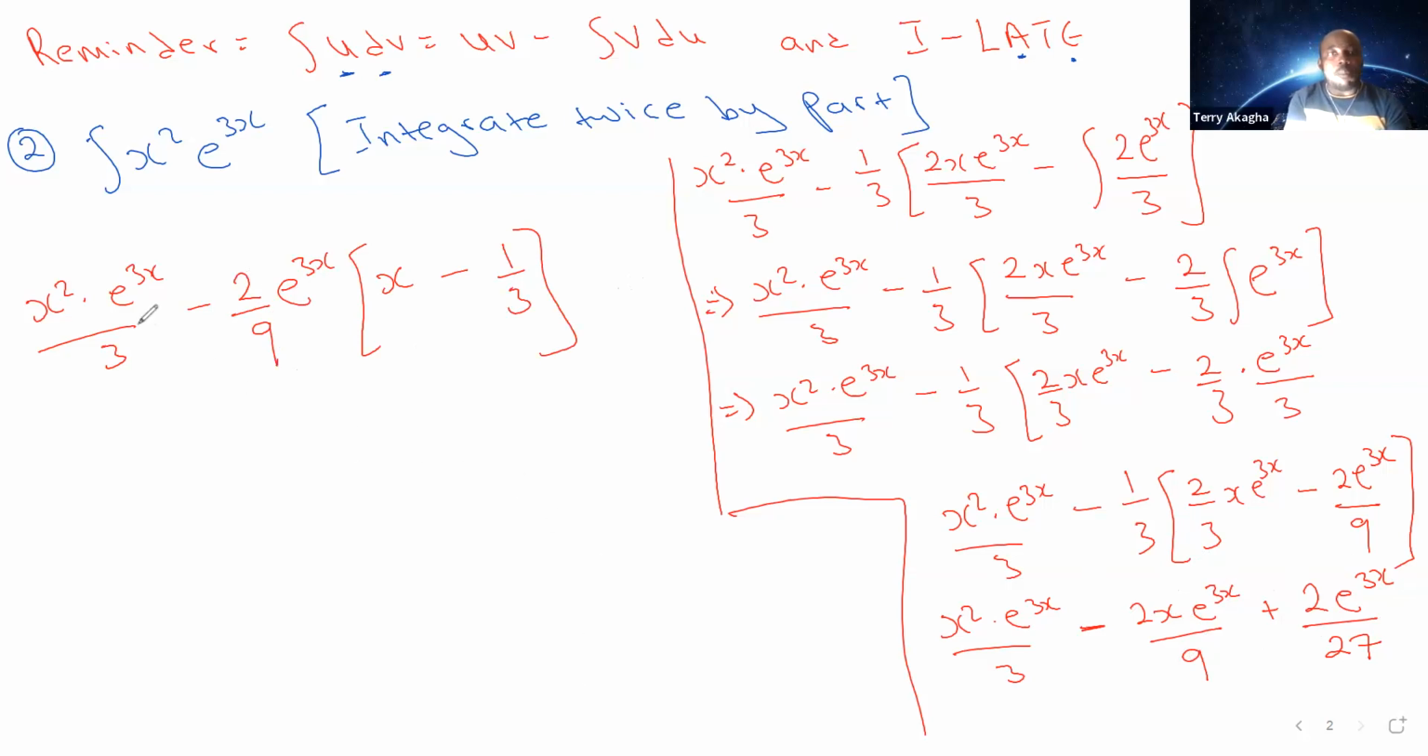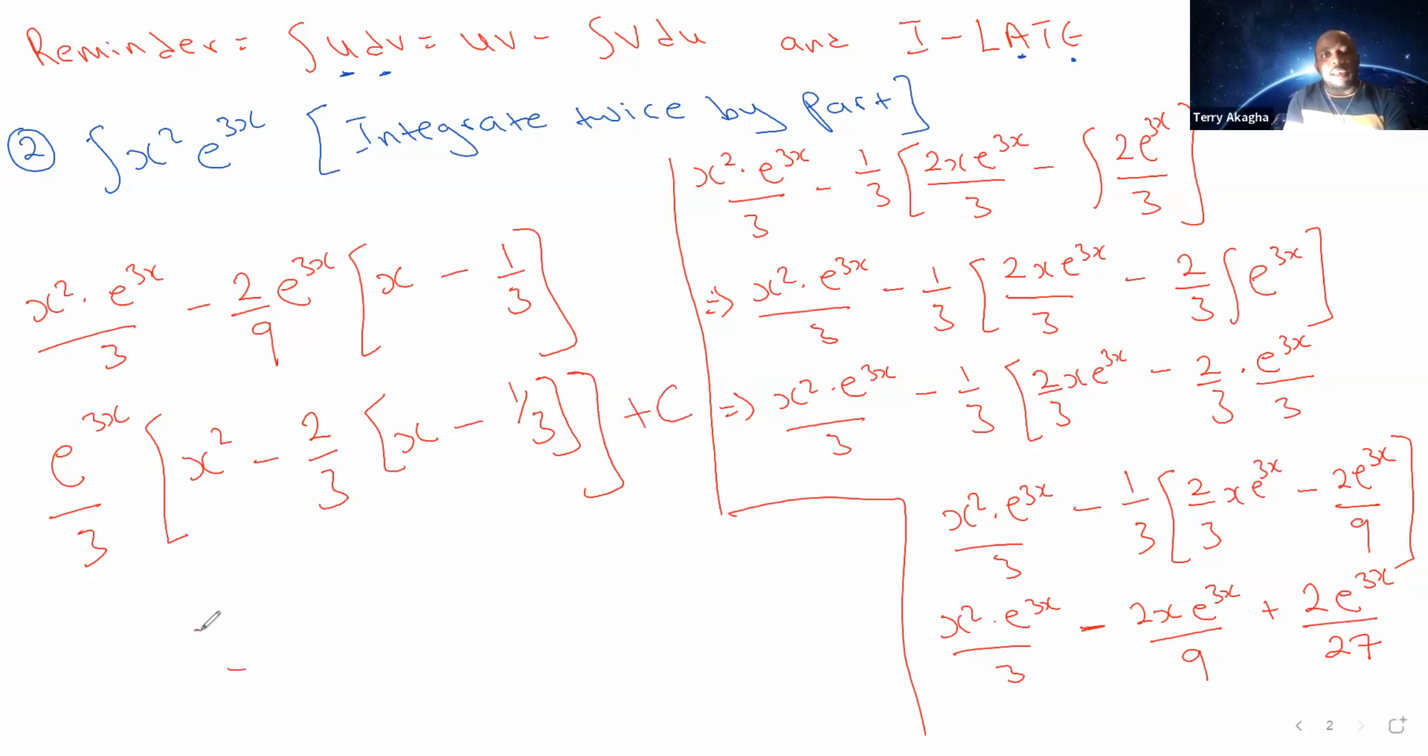Also, I can simplify between these two. I can also say e^3x over 3, and I'm now left with x squared minus e^3x over 3. It will now give me 2 over 3. Can you see? Into brackets, x minus 1 over 3, x plus c. And that is the answer for that. Okay, and that is that for that.